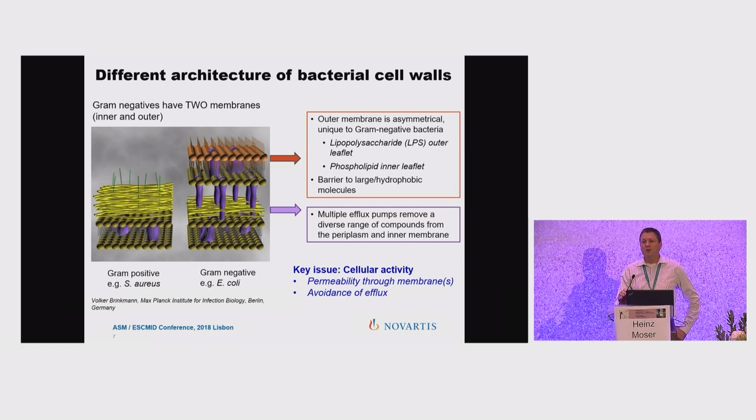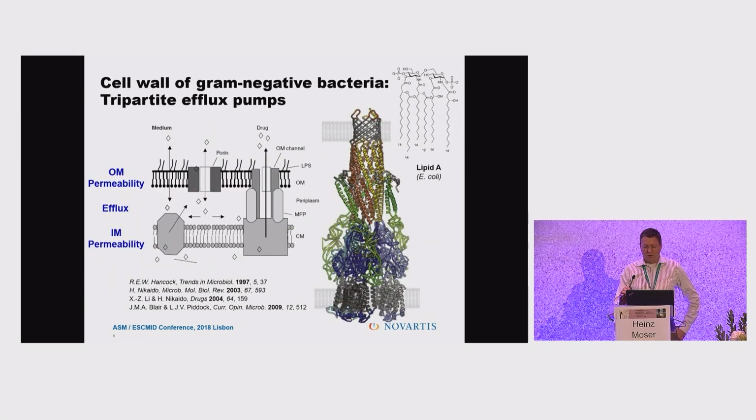And that is really what causes the problem, one of the biggest problems I think in this area. How do you deal with permeability where you have two membranes that require opposite parameters, and then on top of it, like the icing on the cake, you have efflux that really tries to prevent molecules from entering the cell. Here is a picture I showed before, a more molecular representation of that membrane.